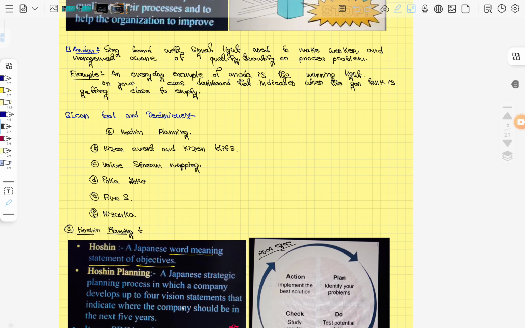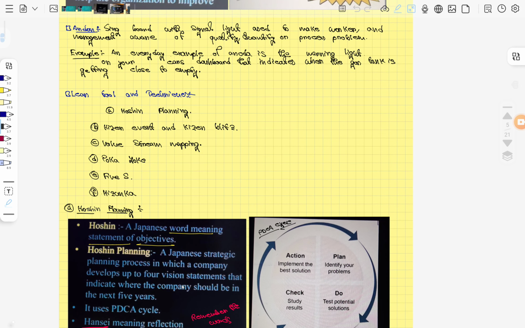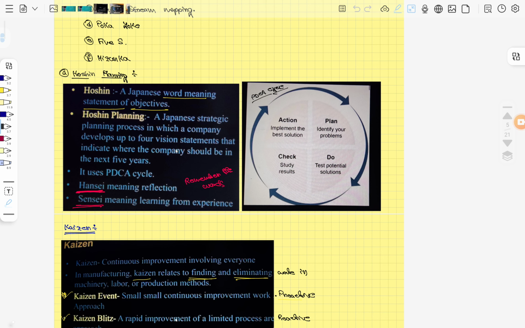Then lean manufacturing tools: there is Hoshin planning, there is a Kaizen event, there is value stream mapping, there is Poka-yoke, and there is 5S and Heijunka. For Hoshin planning, the words are important: plan, implement the solution, plan and action. So first identify the problem, then test the solution, then check the study result, and then action, again change. Hoshin plan is a Japanese word meaning statement of objective. Hoshin planning is Japanese strategic planning, in which a company develops four vision statements. These are written here. Just the PDCA cycle: plan, do, check and action.